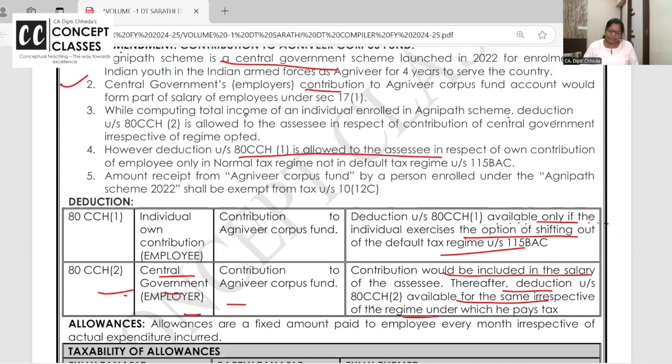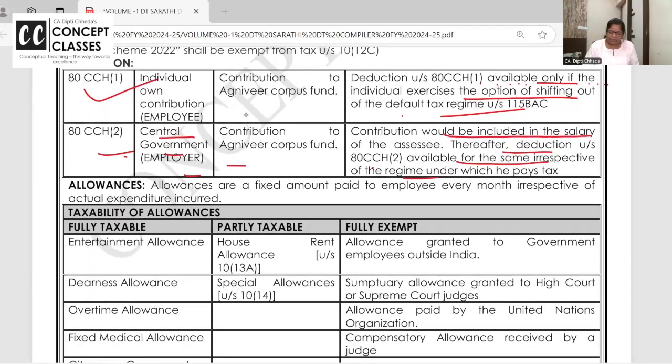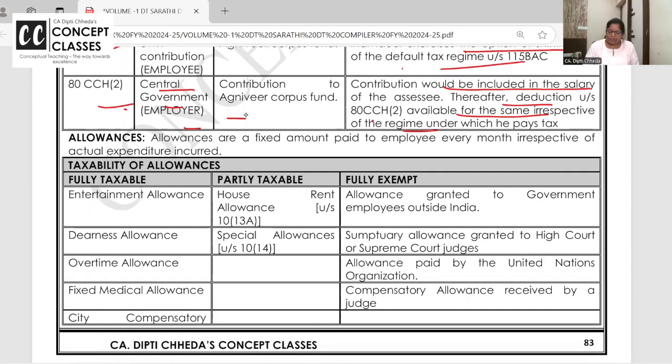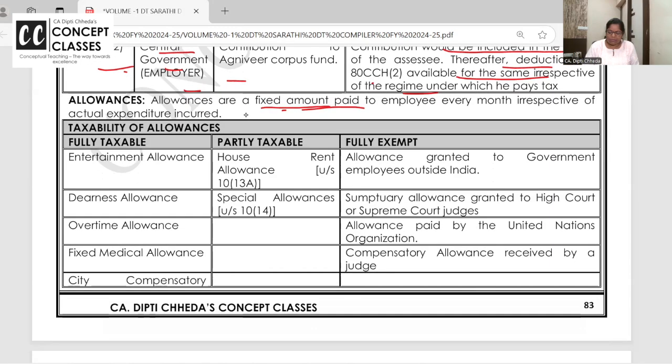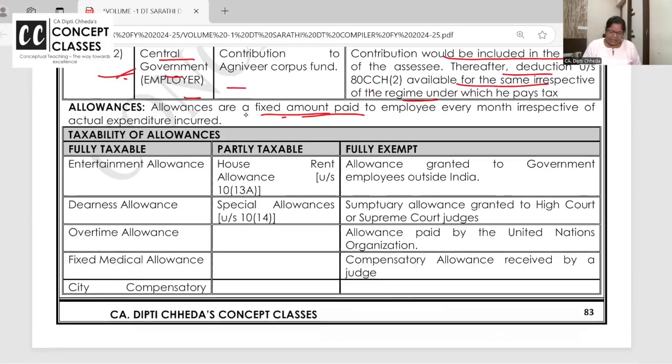Okay. 80CCH1: the individual's deduction is allowed only if you opt out of the default tax regime. Both are allowed. Now, whatever the employer is contributing will first be added to the salary, and then you will get a deduction.